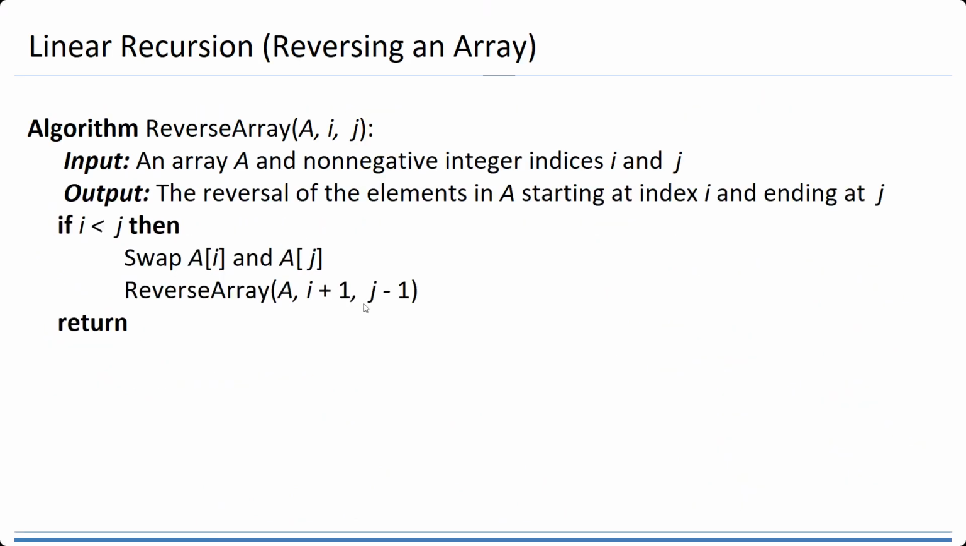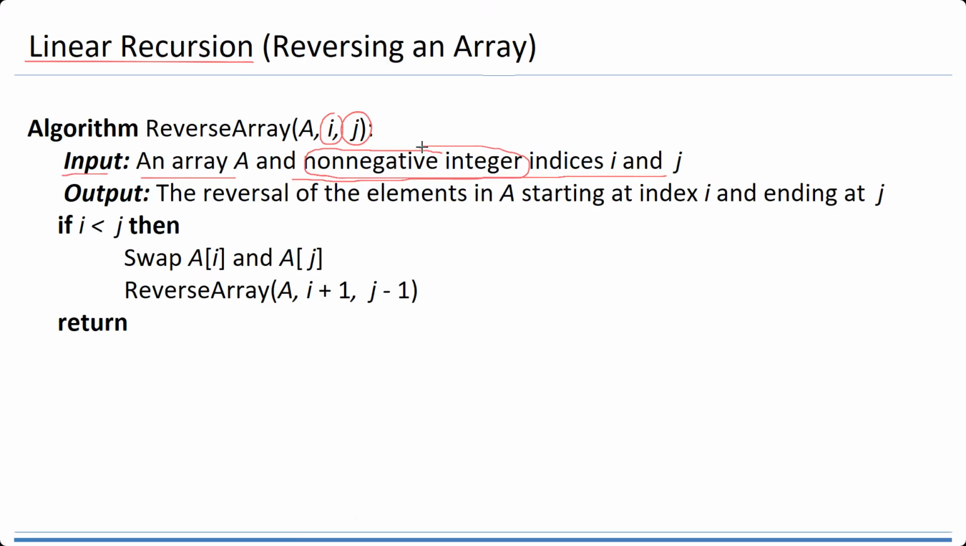There is another kind of algorithm, we call it reversing an array. We have the array A, and we have I and J. So this is another kind of linear recursion. The input is an array, and the I and J should be non-negative integers.